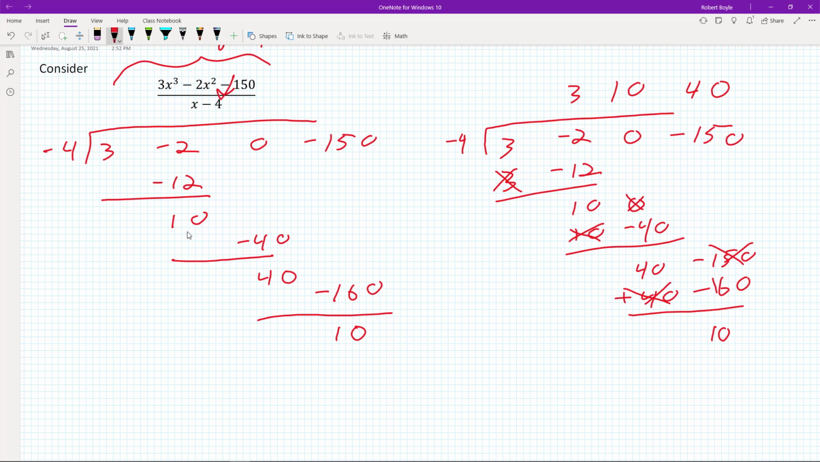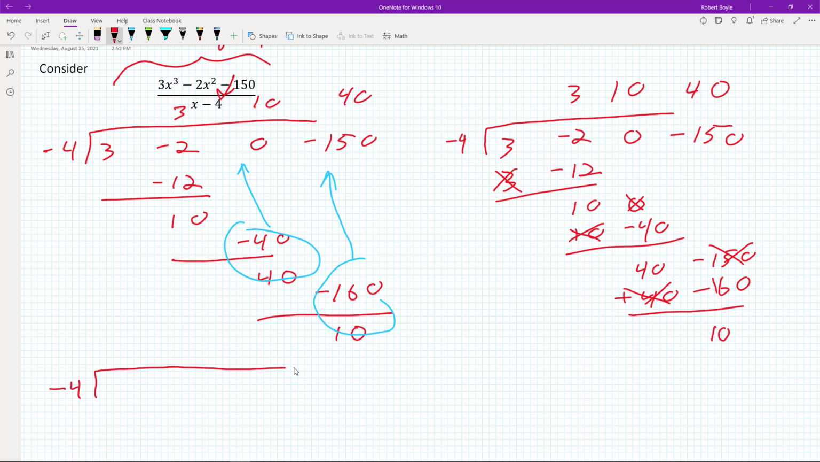Now kind of notice what I can do then. I can actually take these two terms without losing any information. I could take these two terms or numbers and move them up. And if I do, I will have something that looks like this. -4 over here. Let's not forget my 3, 10, and 40 over here. I will have -4. I will still have my 3, -2, 0, -150. I will have my -12 down here.